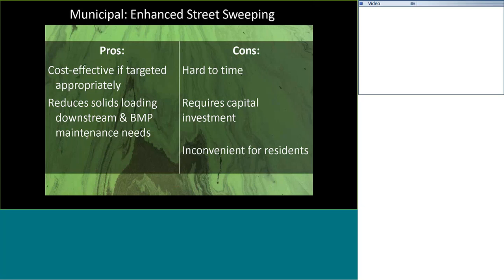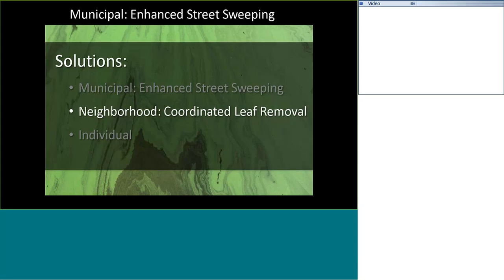So just to summarize the pros and cons of enhanced street sweeping, the pros are that it can be very cost effective if targeted appropriately to high canopy neighborhoods and to the right time of year. It not only reduces phosphorus loading downstream, but it also reduces solids loading, and that can mean that there are reduced maintenance needs for any downstream BMPs. The cons are that it's hard to time. And we know that the timing of leaf fall changes from year to year depending on the weather. Obviously, it requires capital investment in sweeping material, and it can be inconvenient for residents.